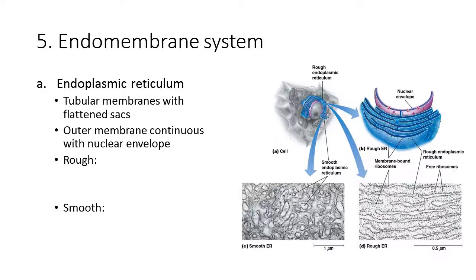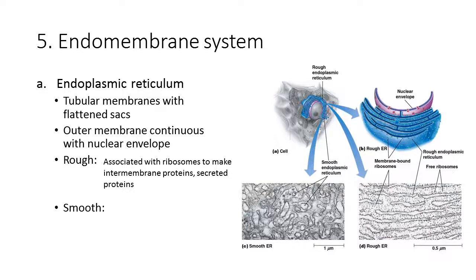So they have tubular membranes and then what we kind of call flattened stacks. So it's kind of this pancake looking thing. And the outer membrane is actually continuous, so you can see it connects here with the nuclear envelope. So things can get passed back and forth, proteins can get passed between these two.